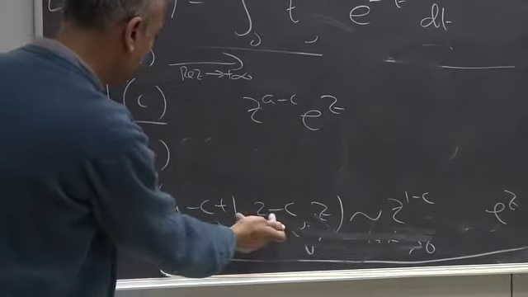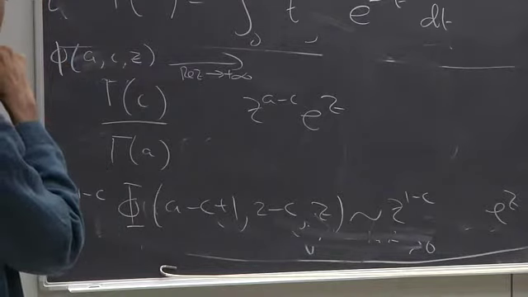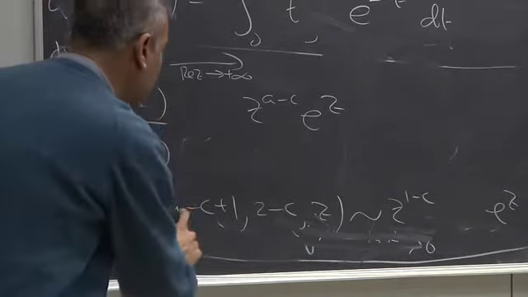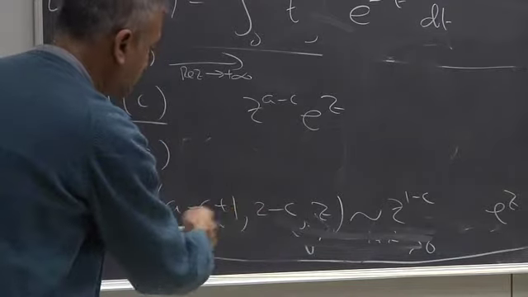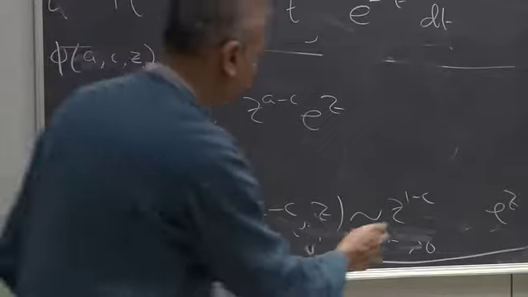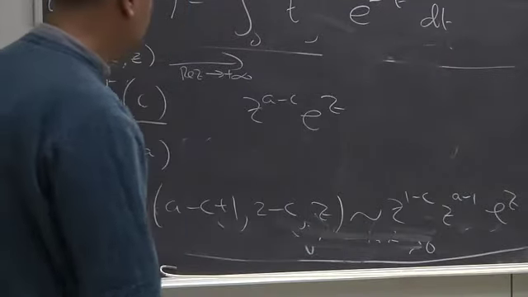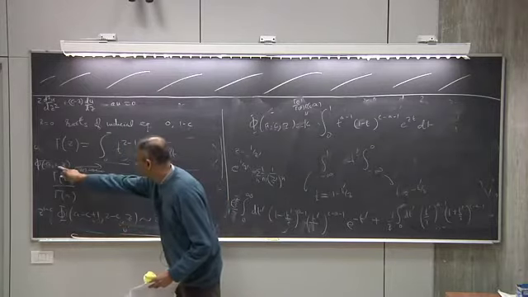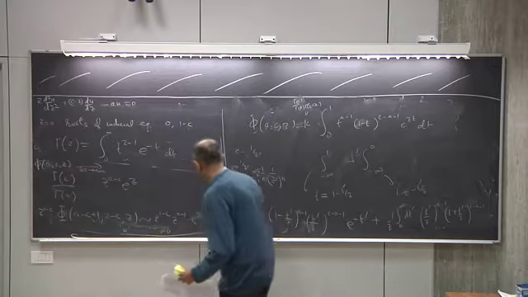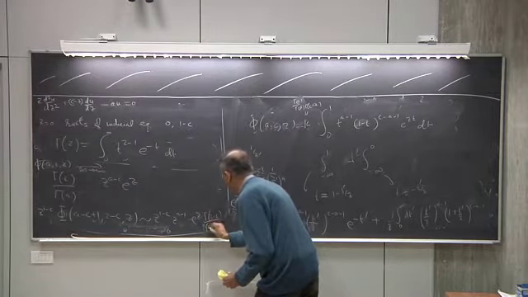So I will take the difference between these two. What do you get? c cancels when I take this minus that. 1 cancels with the 2, so minus 1, so a minus 1, right? So z to the a minus 1, times what? Times gamma of this guy divided by gamma of that guy. So it's gamma of 2 minus c over gamma of a minus c plus 1.